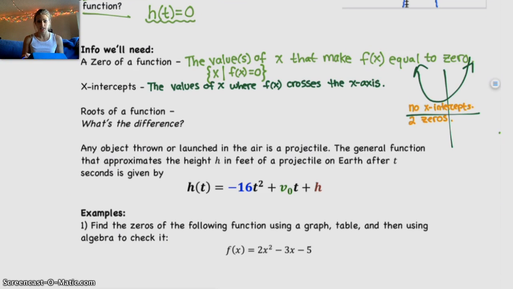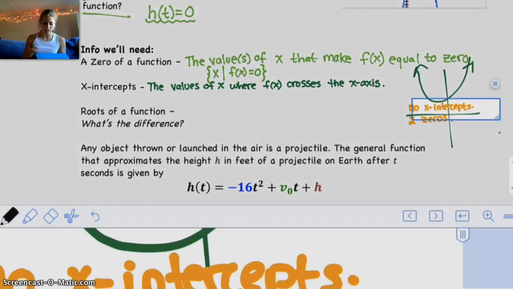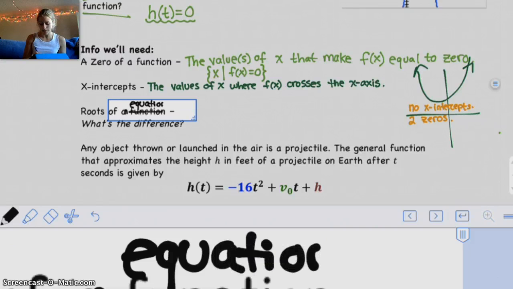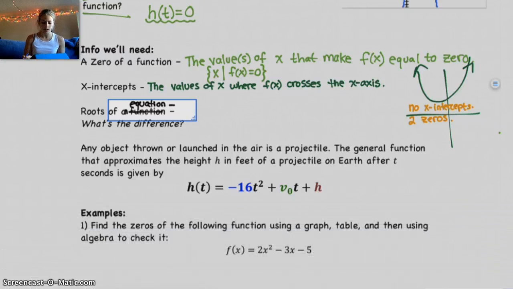Okay, actually the next vocab, roots of a function, it should actually say roots of an equation. It doesn't really make sense to have roots of a function. Roots of an equation. The difference there is that the roots of an equation are the values that solve the equation.